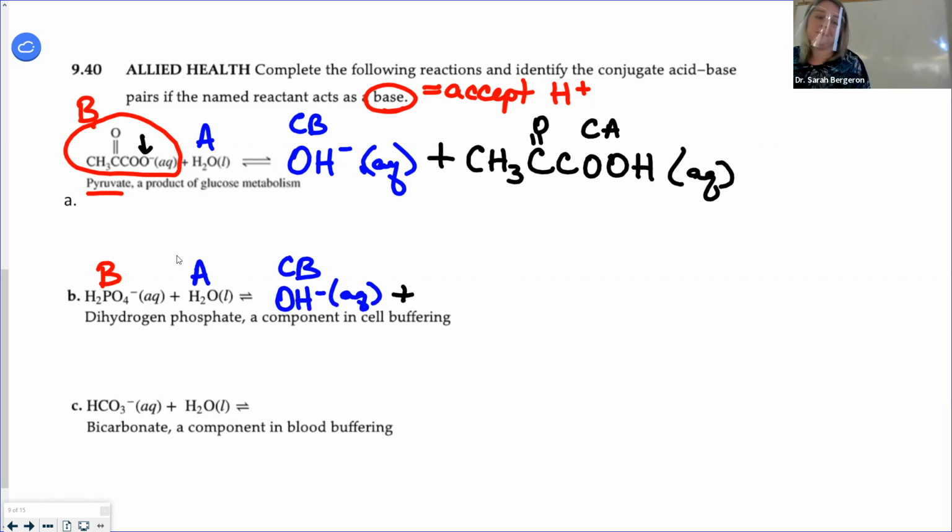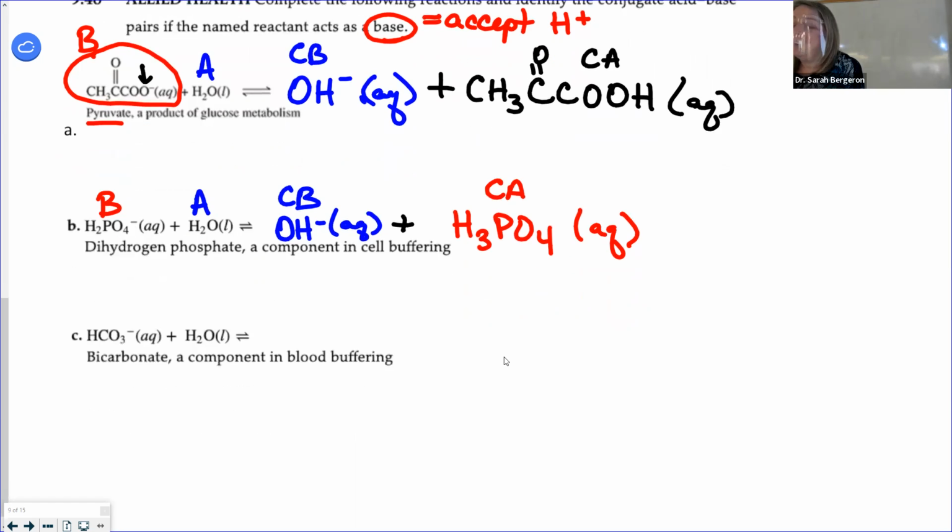Now I need to do my base. My base, H2PO4 minus. If I want to turn it into a conjugate acid, what do I do? I'm going to accept a hydrogen ion and I'll be H3PO4. What's my charge? No charge, and it is aqueous. What do you think? Got it? Try one more.